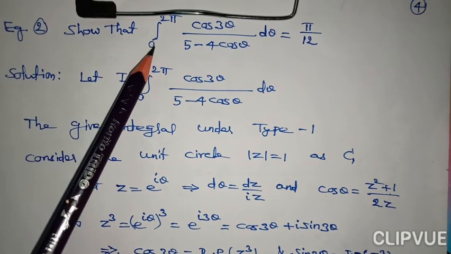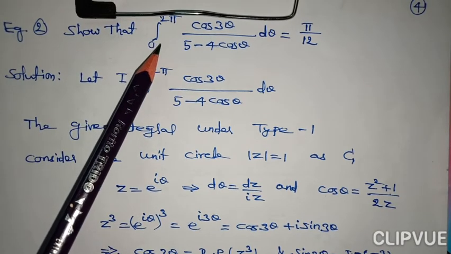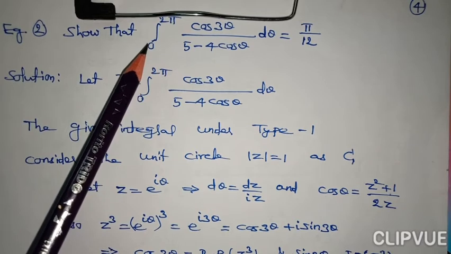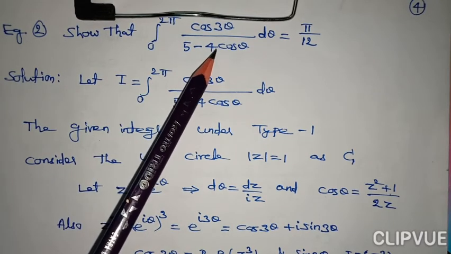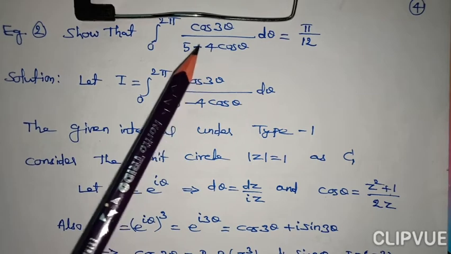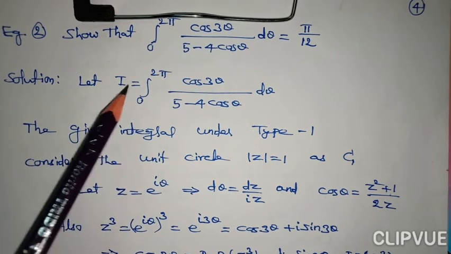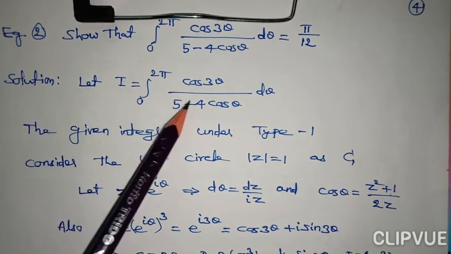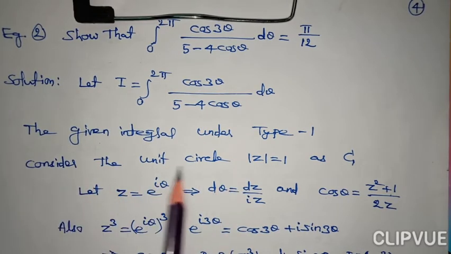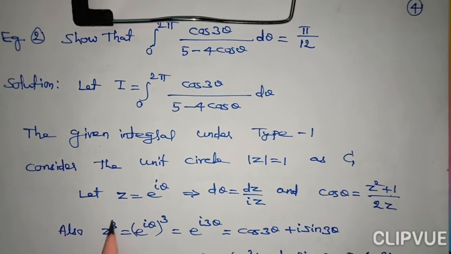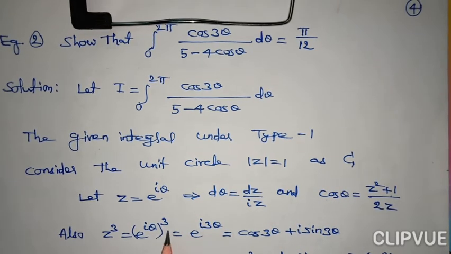Before that, which type is it under? Yes, obviously, as you guessed, it is under type 1. Why? Because the limit is 0 to 2 pi and the integrand is a function of sin theta and cos theta. Here only cos theta exists. Okay, how to prove it? Obviously, the given integral is capital I. Consider the unit circle, modulus of z equal to 1, as C. After that, these are all the same stories. You can understand this very easily.